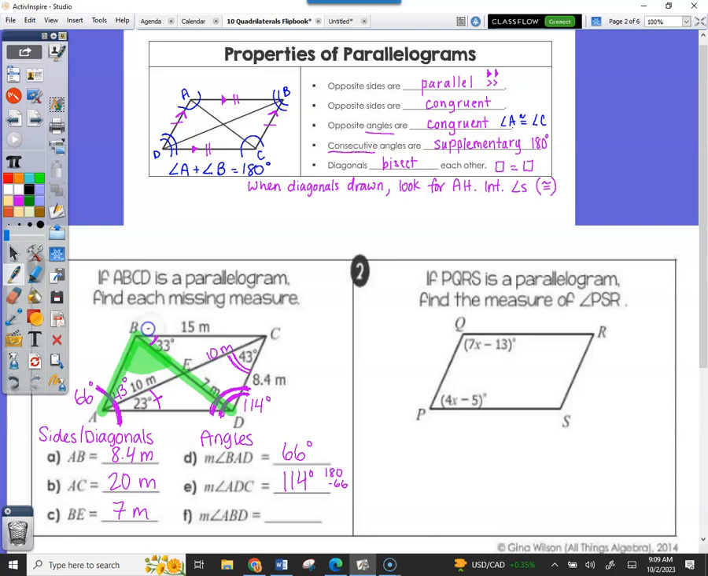So if this whole corner measures 114 degrees, and this little piece here measures, that I don't need, measures what? 33. How would I find this? Very good. And you should get 81. So make a note, you got that by doing 114 minus 33.